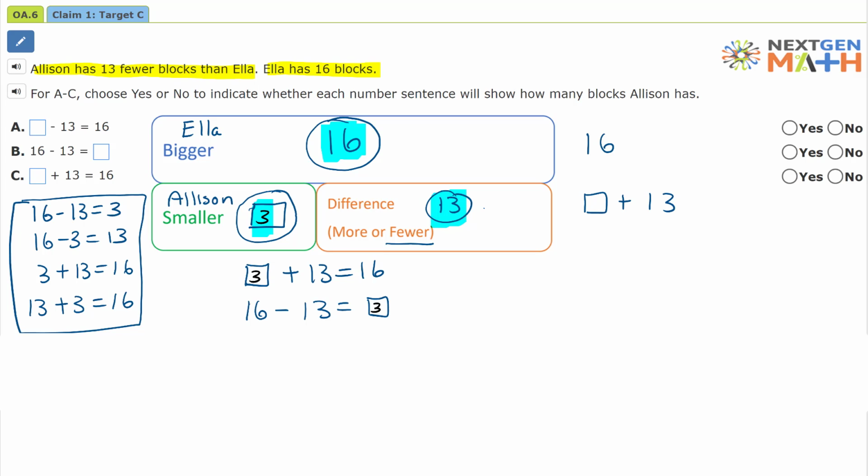And the question is this: for A through C, choose yes or no to indicate whether each number sentence will show how many blocks Allison has. So A reads blank minus 13 equals 16. Well, that number is actually 29, and so that's not one of our 4 options here. It's not one of these, so this is a no. That's not going to help us solve the problem.